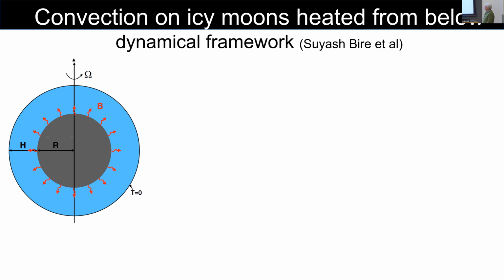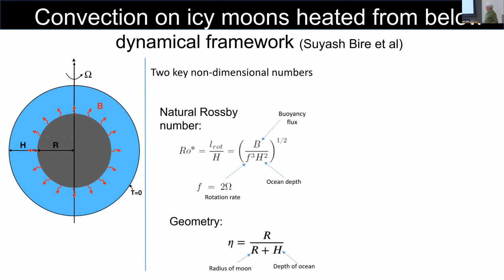So here we have our moon rotating around. We're assuming it's got a depth h, a radius r, and a buoyancy flux coming up from below. And there's a natural Rossby number, which is L-ROT over h, and there's a geometrical parameter, which is the radius of the moon divided by r plus h. And r over eta for Enceladus is quite small. It's like 0.8. Whereas for the Earth, it's 0.999.